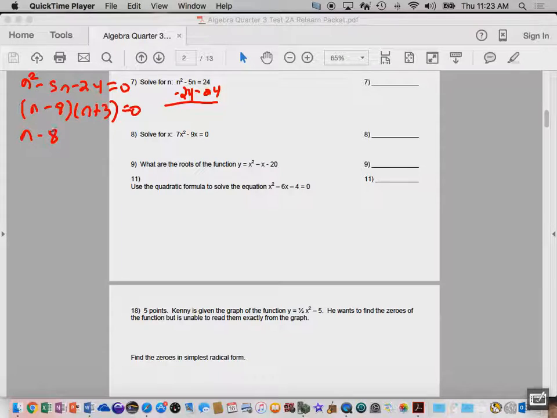If you have more problems with this, you come and see me at Extra Help. Maybe it's the guy on the left. Maybe it's the guy on the right. Add 8 to both sides, n equals 8. Subtract 3 from both sides, n equals negative 3. So 8 and negative 3 are the correct solutions. Again, factor, solve. You're always going to end up reversing those roots.